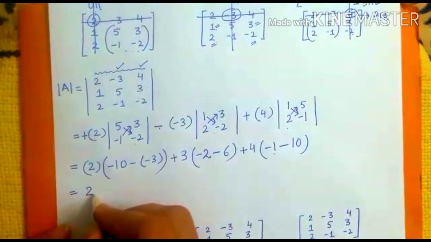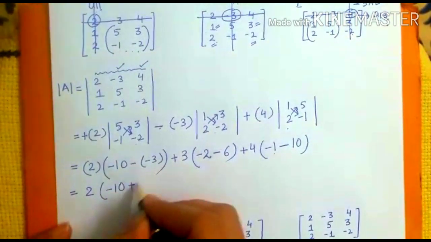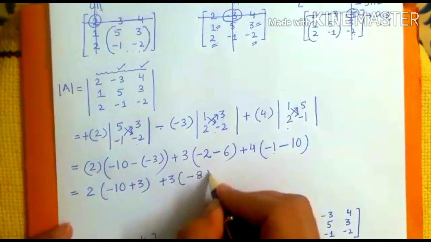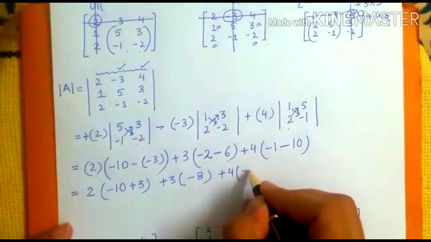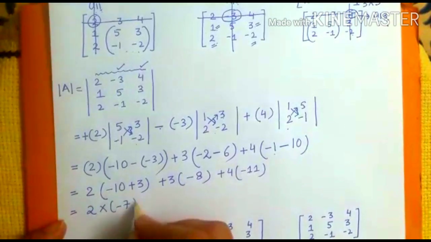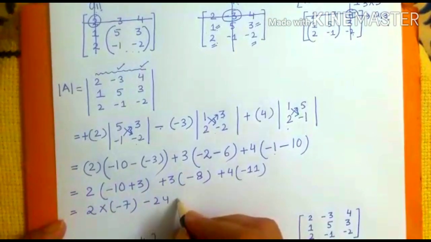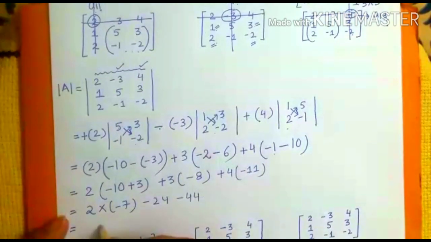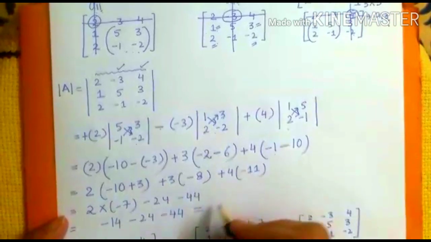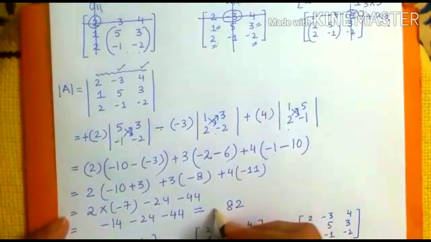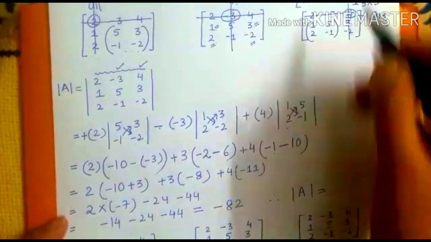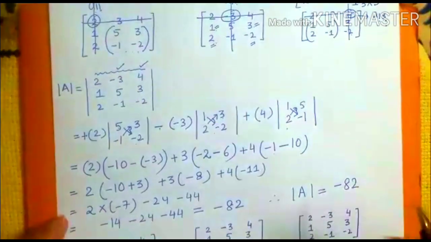So on simplification, that will give you minus 10 plus 3. This is minus 8, this is minus 11. So it is 2 into negative of 7 minus 24 minus 44, that is minus 14 minus 24 minus 44. This is minus 82. So therefore, determinant of this matrix A is negative of 82.